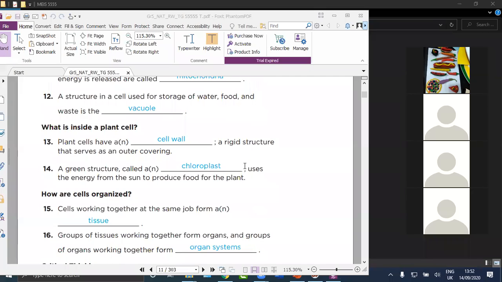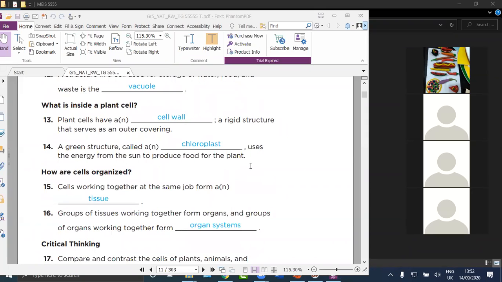Number 13. Complete number 13. Plant cells have a cell wall, a rigid structure that serves as an outer covering. Rigid means hard. Number 14. A green structure called a chloroplast uses the energy from the sun to produce food for the plant.